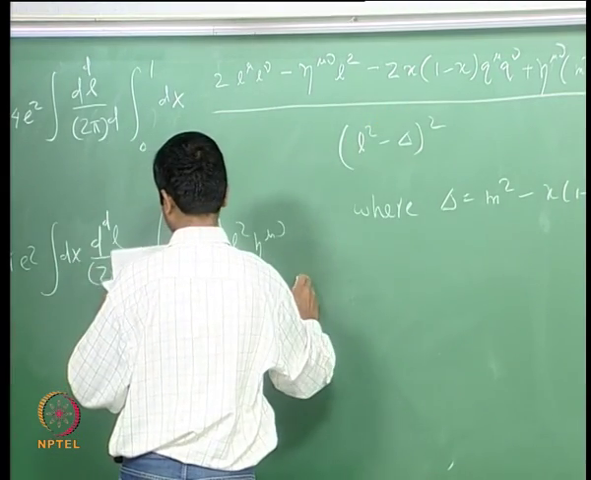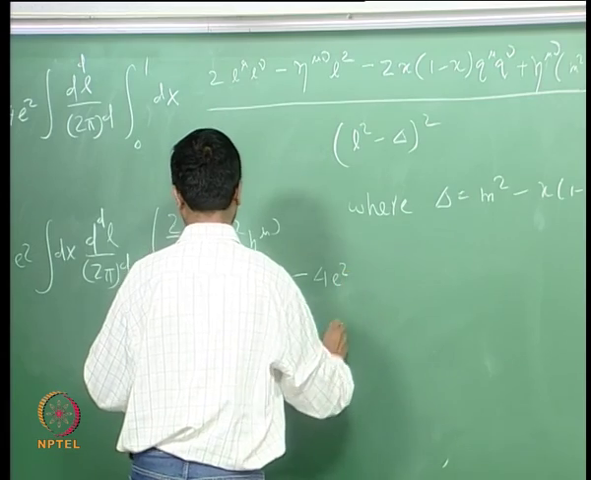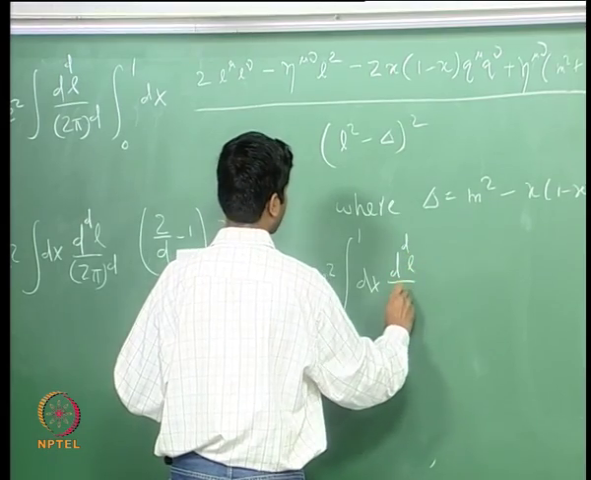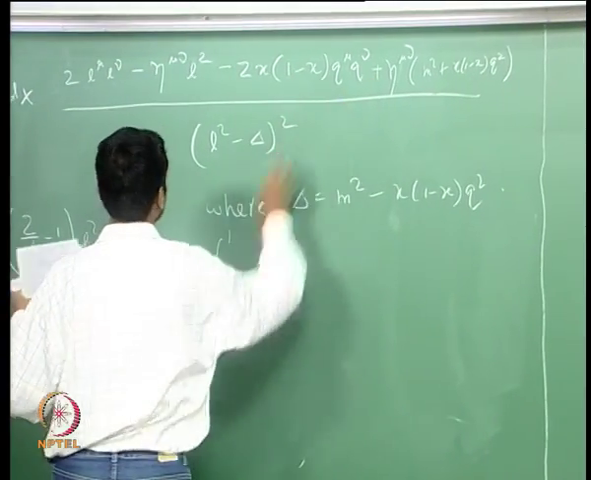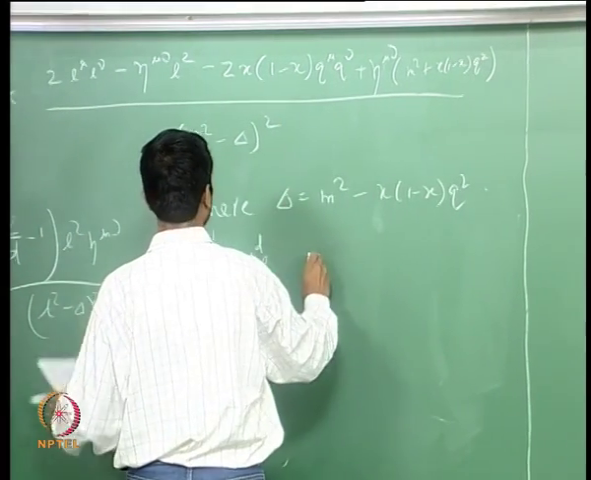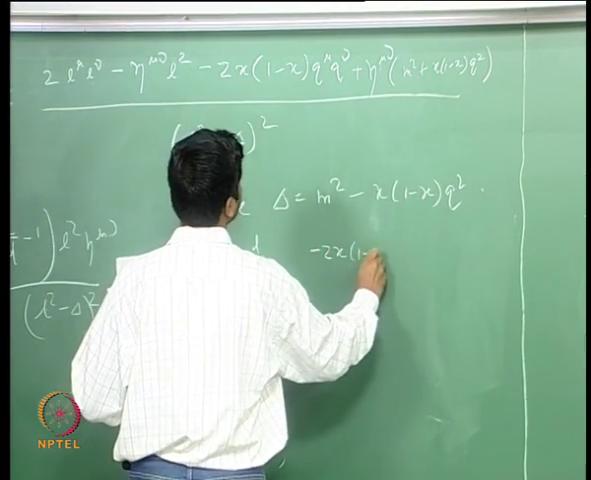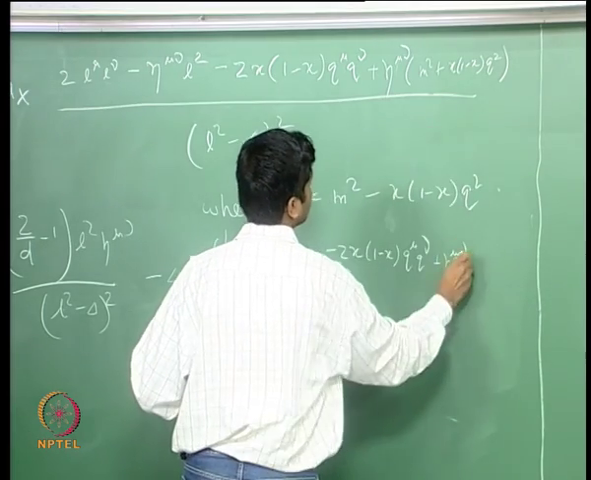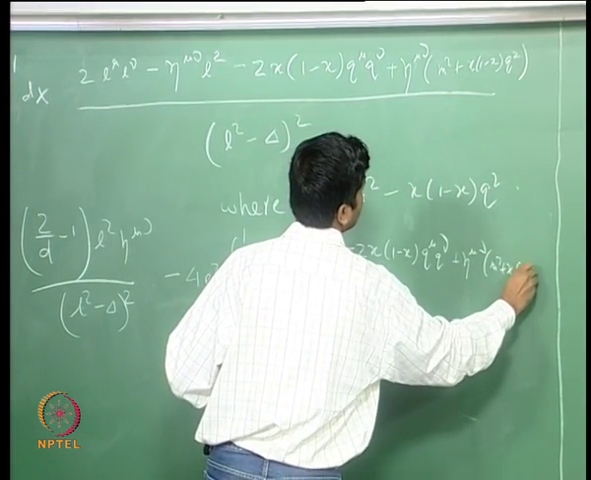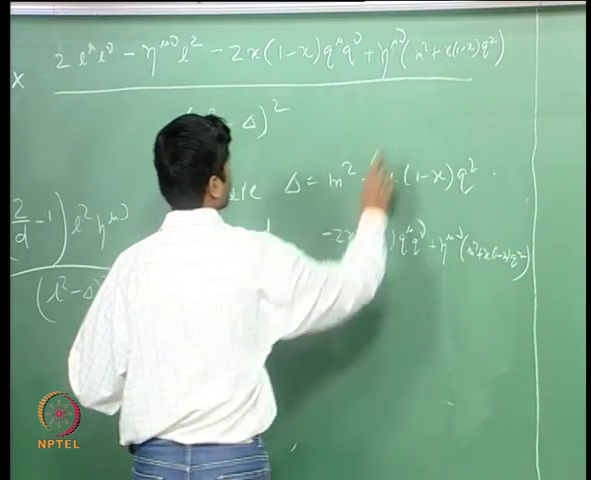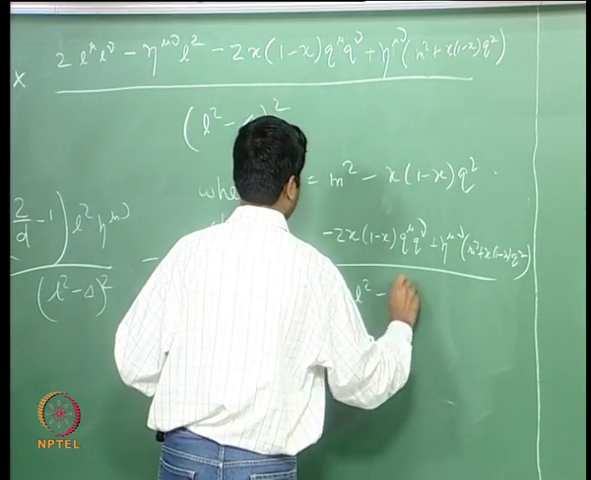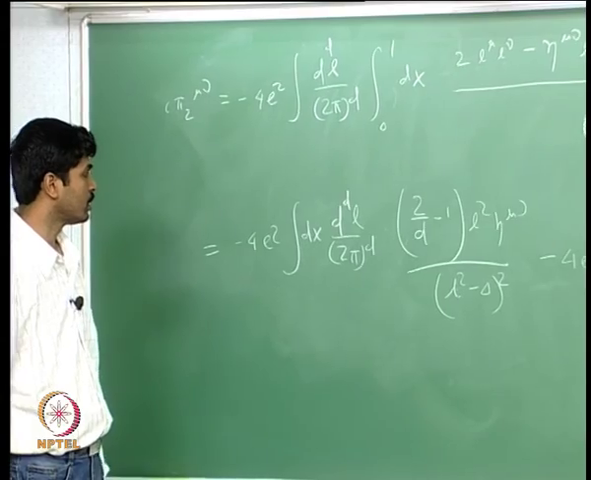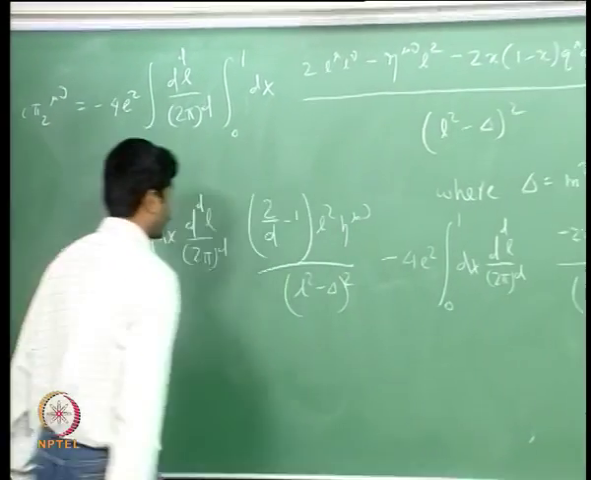And then the remaining term here is minus 4 e square integral 0 to 1 dx, and then d^d l divided by 2 pi to the power d times this term here, which is nothing but minus 2 x (1 minus x) q mu q nu plus eta mu nu times m square plus x into (1 minus x) q square, which is this term here, divided by l square minus delta whole square. So we will evaluate these 2 pieces separately.